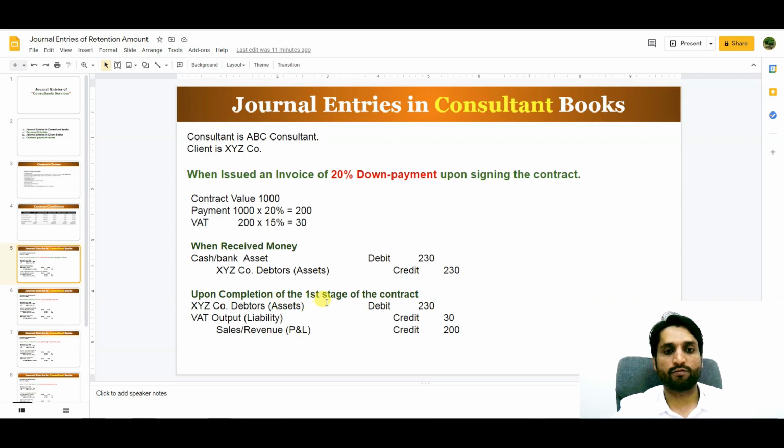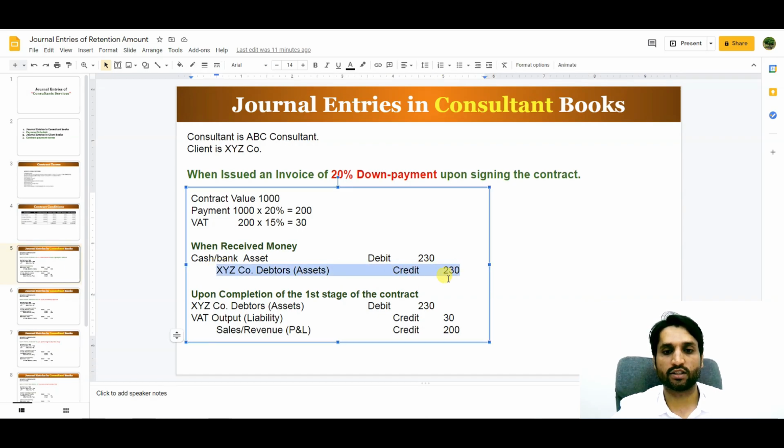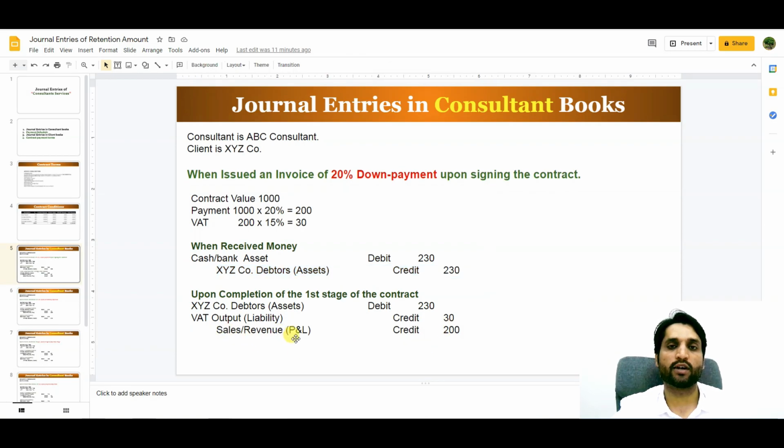Upon completion of the first stage, when we move to the second stage, the down payment will be non-refundable. So we need to recognize it now as a sales. What entry will we pass? XYZ company debtors asset account will be debit. This account which was made by credit is now debit. VAT output as a liability, which will be payable to the government by the consultant, is credited by 30. We are receiving it from the client and we need to pay it to the government. And sales or revenue, a profit and loss account, will be credited by 200.